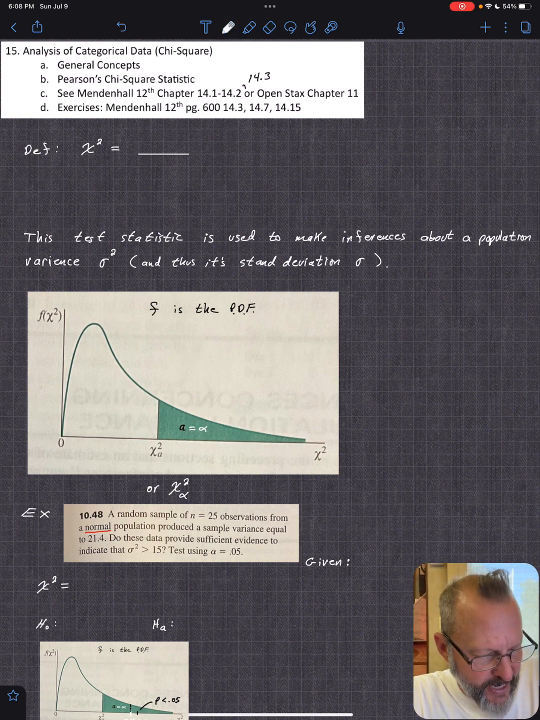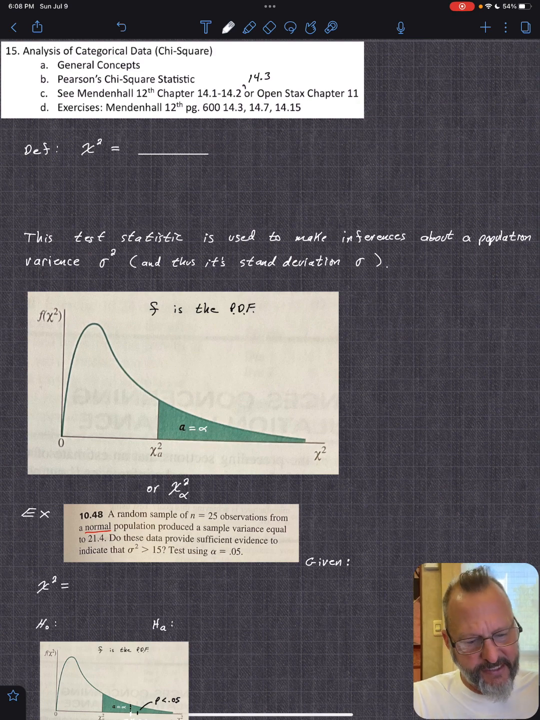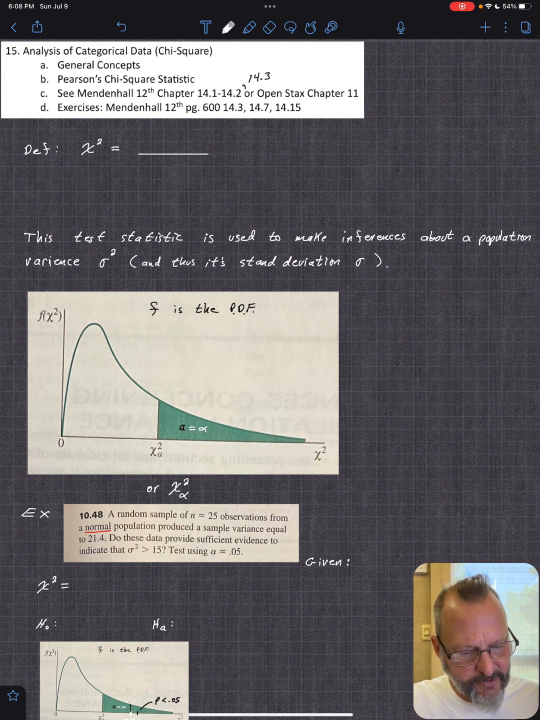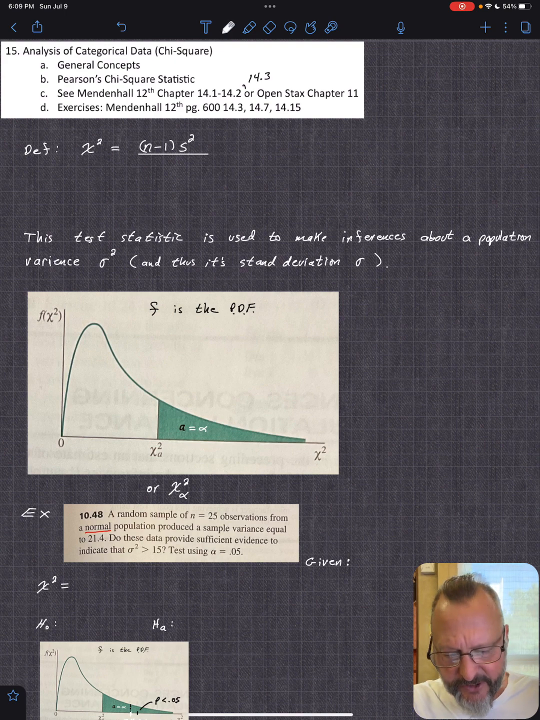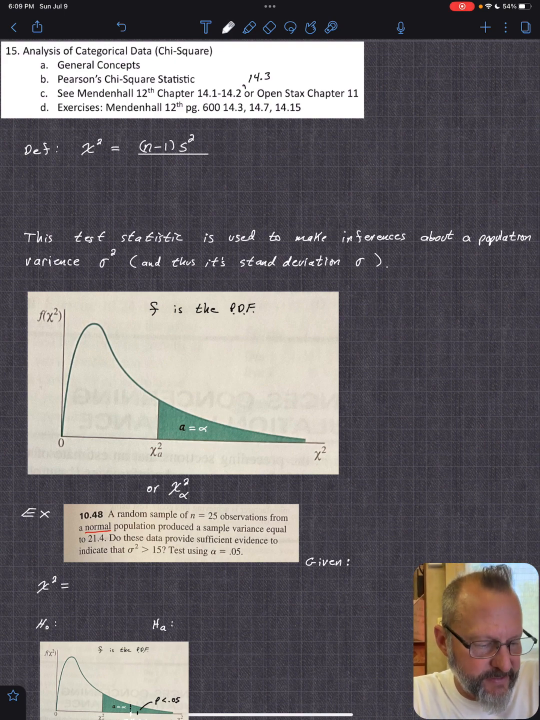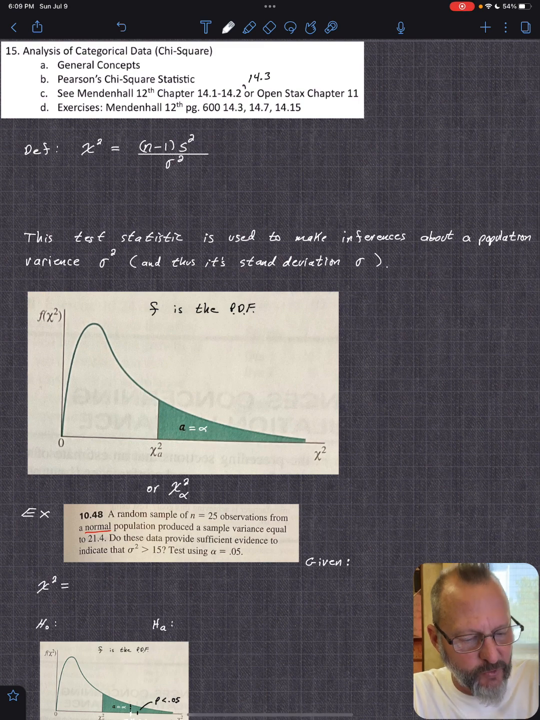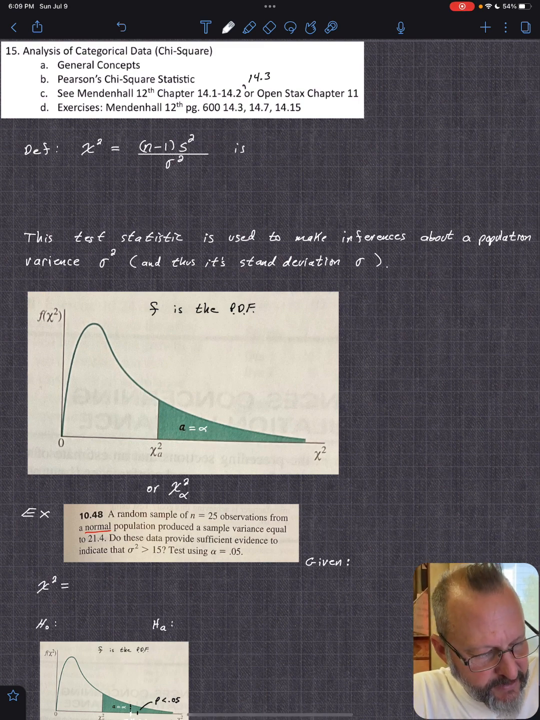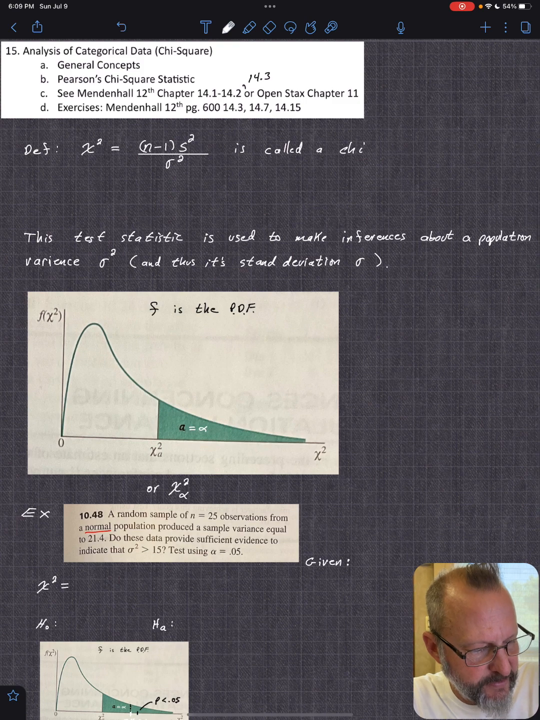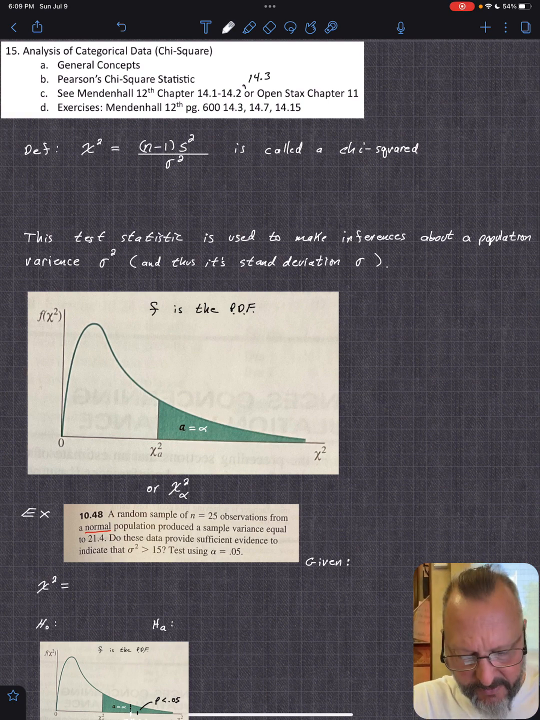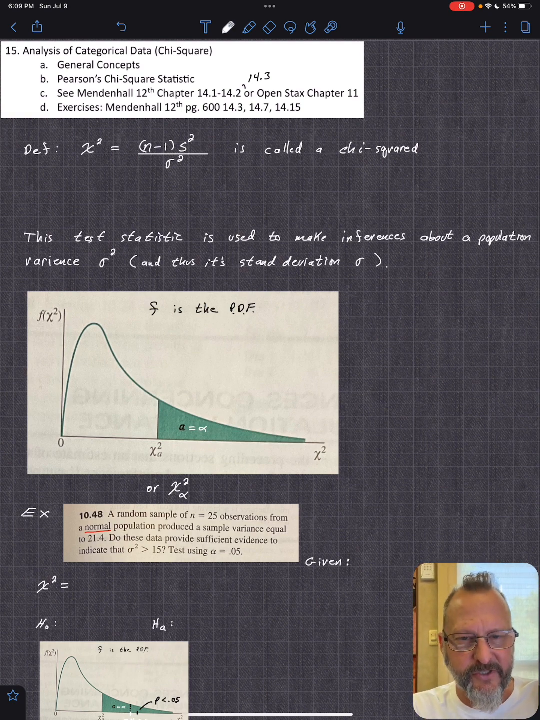So we did not cover this in chapter 10 because we really just didn't need it until now to analyze the categorical stuff. And you'll recognize this, it is n minus 1, the sample size, times s squared, which is the sample standard deviation squared, over sigma squared, the actual. Okay, so that is called a chi-squared variable and has a sampling distribution called the chi-squared probability distribution.